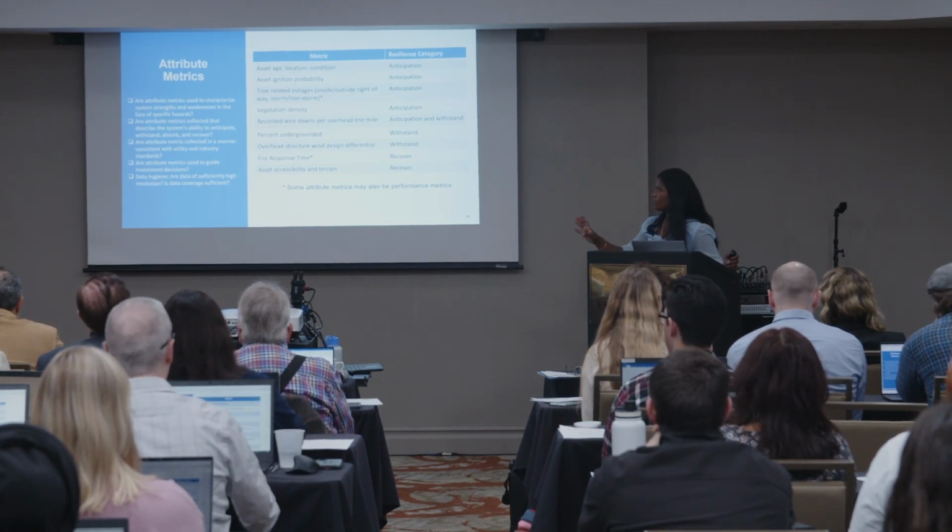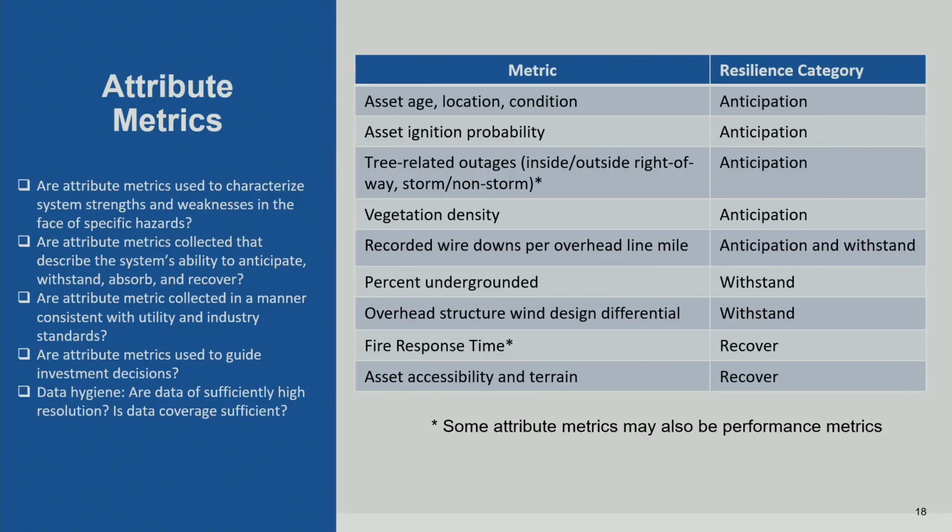Looking at the left part, are some of the questions that utility need to ask themselves when they're looking at metrics. Are attribute metrics used to characterize the strengths and weaknesses in their system? Are they collected to cover all four aspects of the resilience planning? Are they collected in a manner consistent with utility and industry standards?